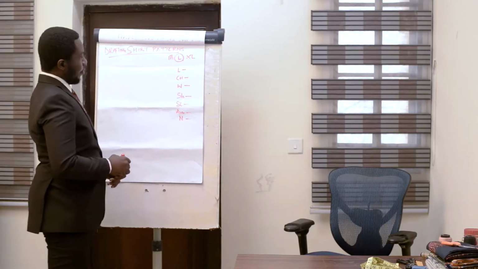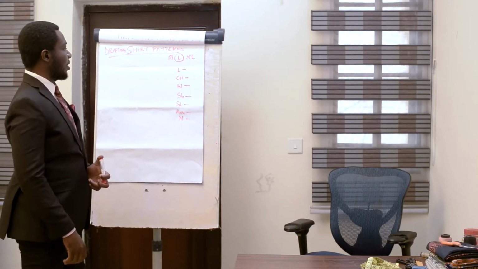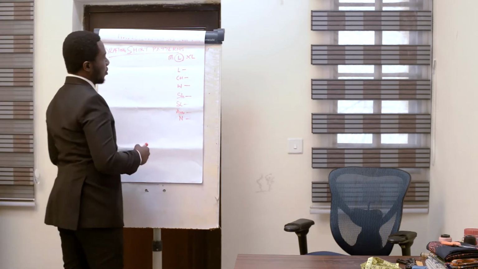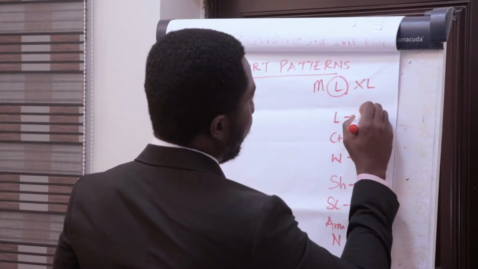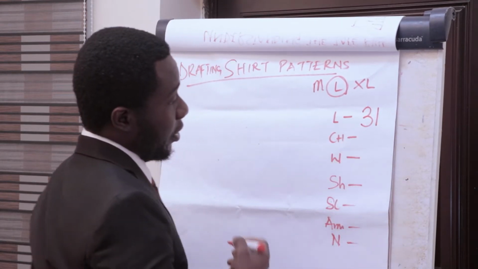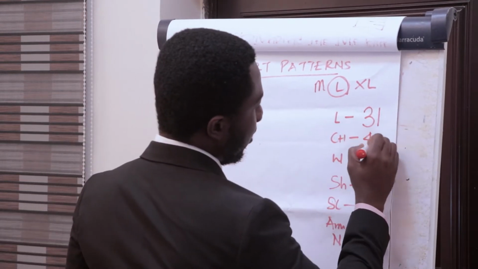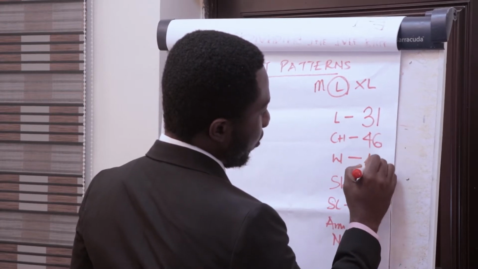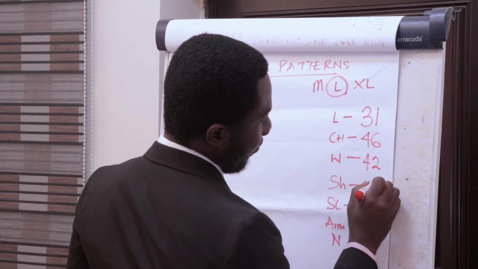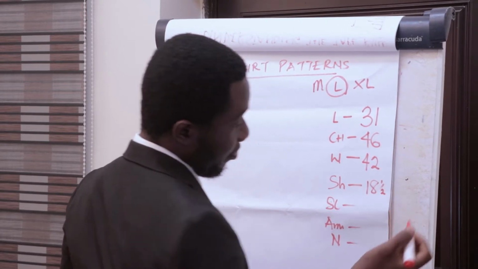So these are dimensions that you need to cut the chest of a shirt. For a large size in our company, what we do is a length of 31. The chest is usually 46. The stomach is usually 42. The shoulder is usually 18 and a half. Some people will say they prefer 19.